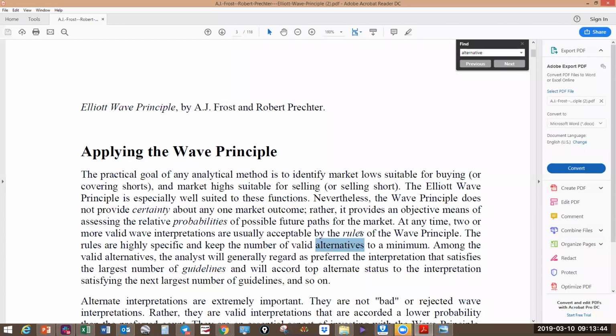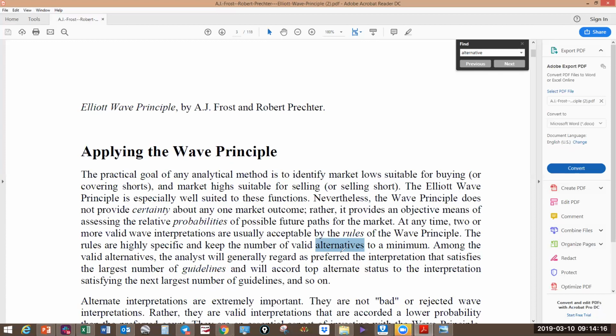All right, so let's read the statement and understand how this works and why I always say wait for confirmation, and then I'll give you more than one alternative. How does that work, and how can you trade if you've got two alternatives? It is very important when using the wave principle to have an alternative. So let's read this statement. The reason why we use the wave principle is because the rules are highly specific and keep the number of valid alternatives to a minimum.